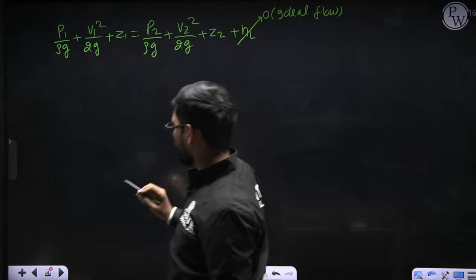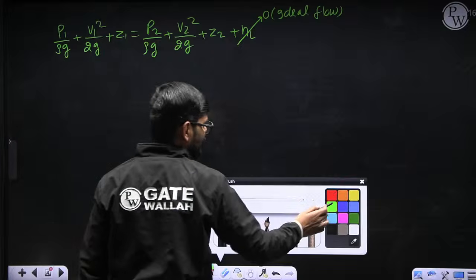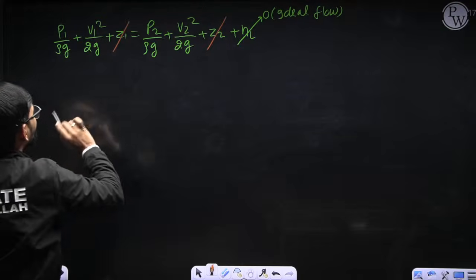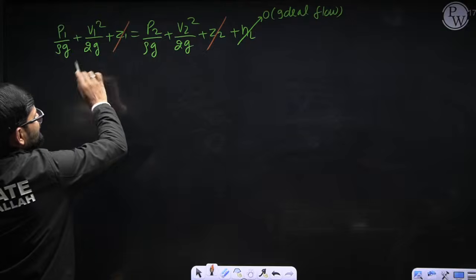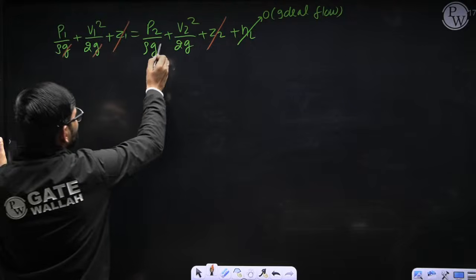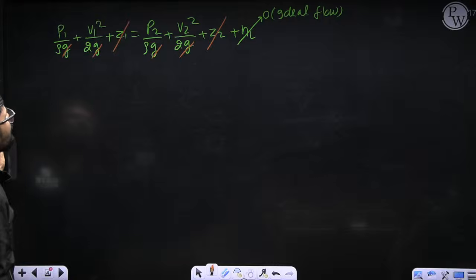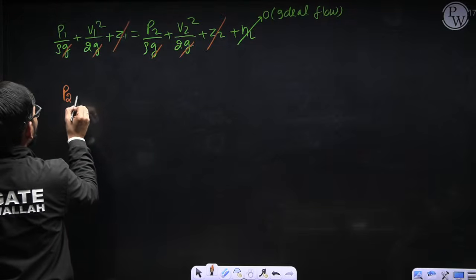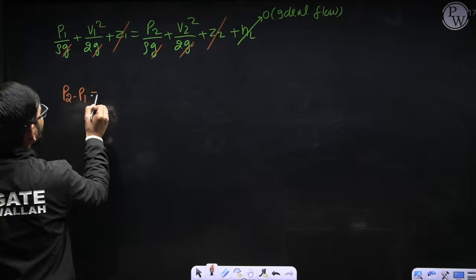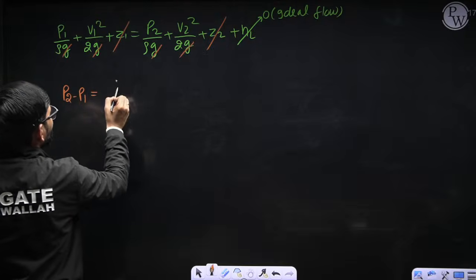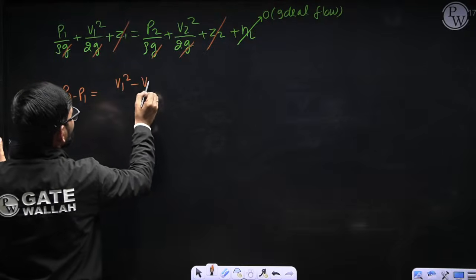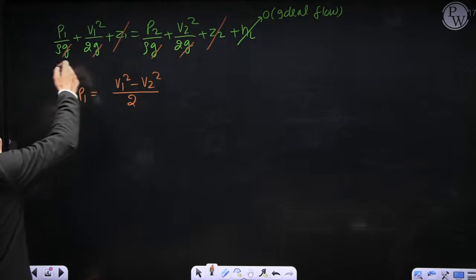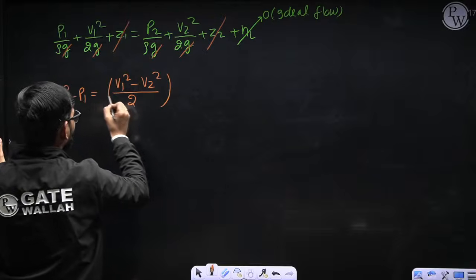Now it is horizontal. If you see at sections 1 and 2, Z1 and Z2 are the same. We need to find out P2 minus P1. Now g also cancels out. So P2 minus P1 will be V1 square minus V2 square by 2, and rho will go to this side, so into rho.